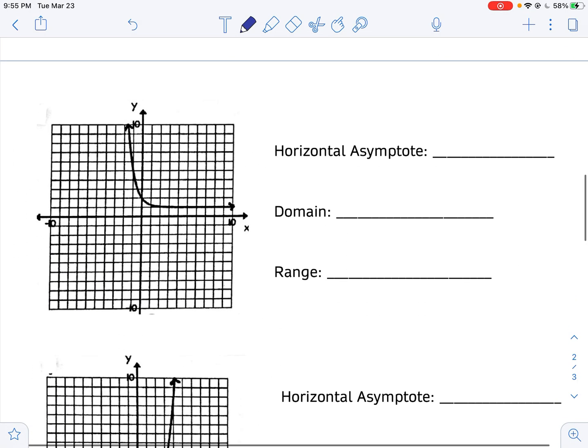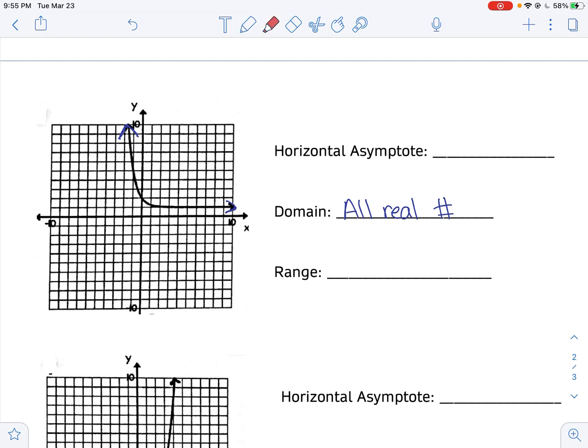Okay, so now we're going to do just some more practice identifying the horizontal asymptote, the domain, the range. Well, before you even do anything, you should notice if there's arrows or not. So these have arrows on them, okay, which means our domain is going to be all real numbers. Okay, the horizontal asymptote is going to be where it starts to flatline.